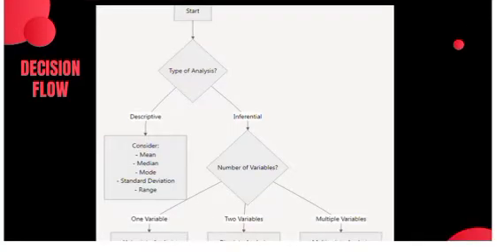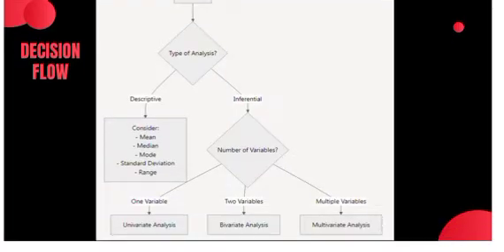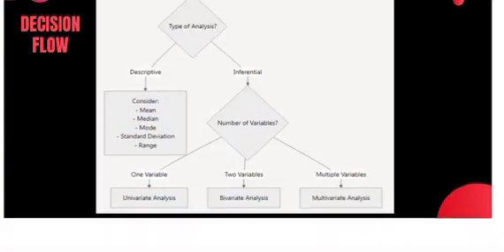Now, there are types of analysis. We have the descriptive statistics and the inferential statistics. Under the descriptive statistics, the analysis you do is the mean, the median, the mode, the standard deviation, and the range. While under inferential statistics, there are a number of variables. Where it's one variable, you use univariate analysis. If it is two variables, you use bivariate analysis. If it's more than two, you use multivariate analysis.